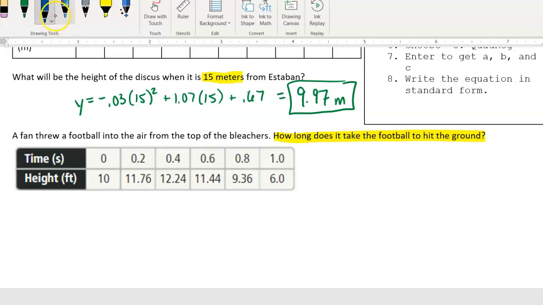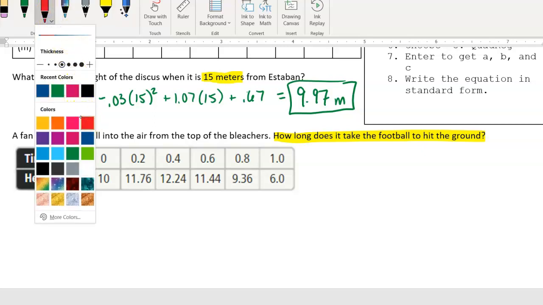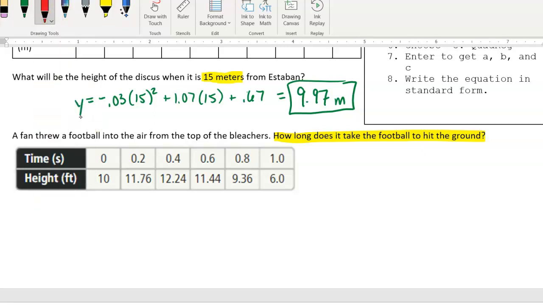All right, so let's see what you should have gotten. Our equation for this problem would be y equals negative 16x squared plus 12x plus 10. All right, when does the football hit the ground?